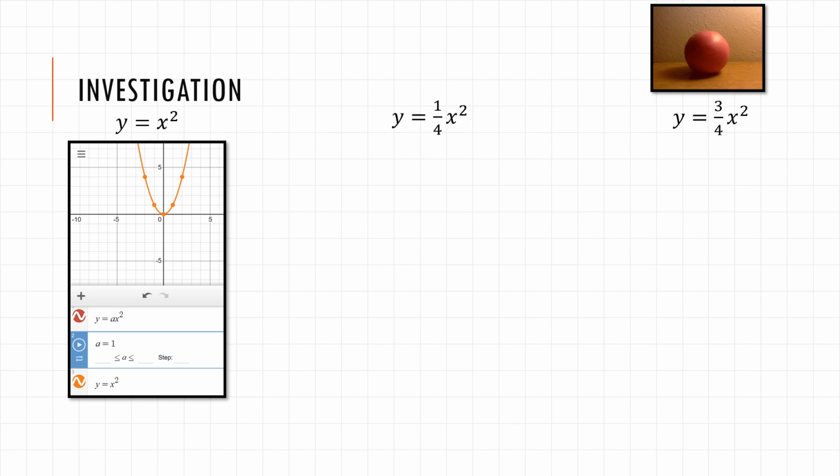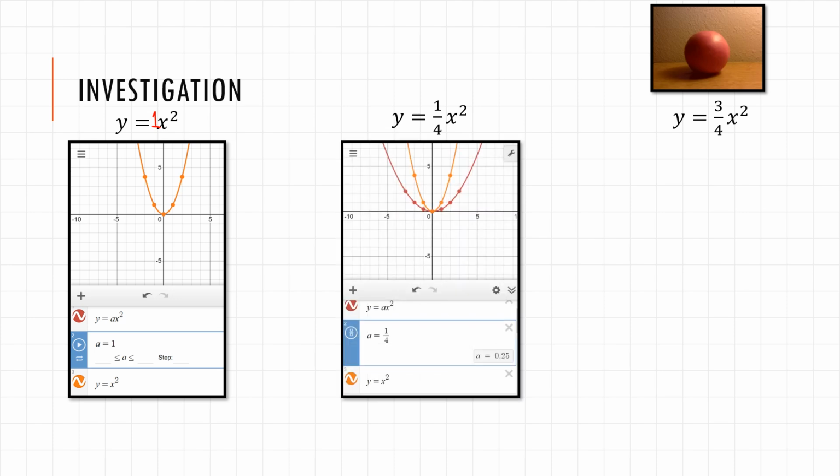Continuing our investigation, let's now look at what happens when we take that value of a, and again, it's starting at 1, and let's see what happens as we make it smaller. Okay, so this is 1 over 4, and this is 3 over 4. Okay, so we've got this quadratic. Again, in red is ax squared. Here we see it when the value of a is 0.25, or 1 over 4.